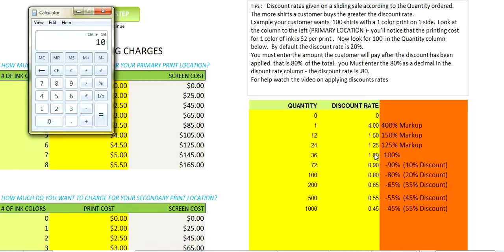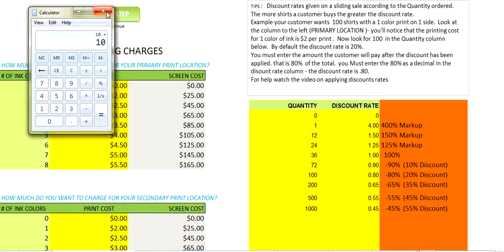Now, if you order less than 36 pieces with this calculator, you're going to get a markup. So when you've got people coming into your shop and they only want one shirt, of course, nobody's going to want to screen print one shirt. But if you did, you could do a 400% markup. So if that one shirt is $10, it would be $40. That may make it worth your while. At least it would pay for your screen fees.